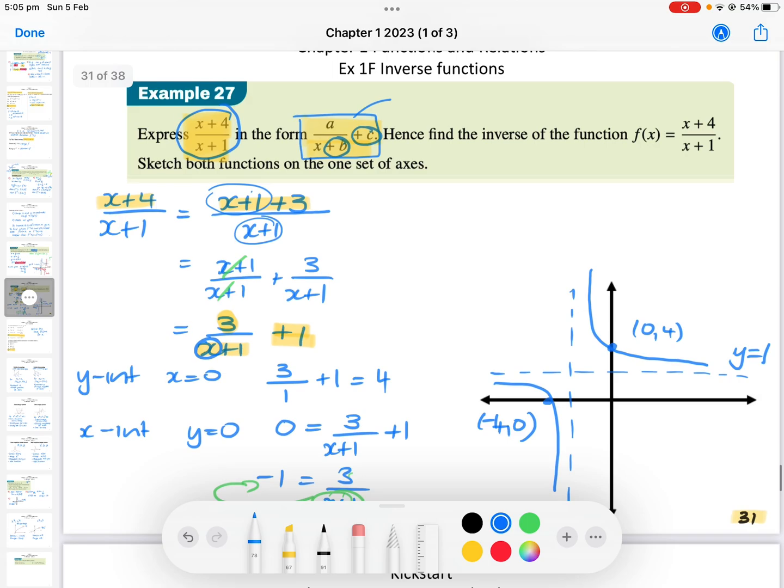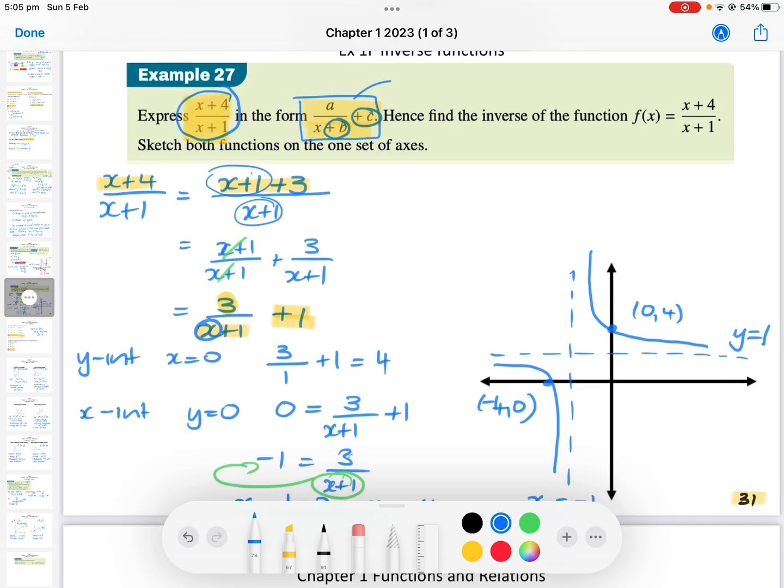Have we done the first bit? Yes, we have. Express in the form that. We've done that, so this is our first answer. Hence, find an inverse function. So what that means is we want to use this one here. Hence, use that to find the inverse function. Then sketch both on the same set of axes.